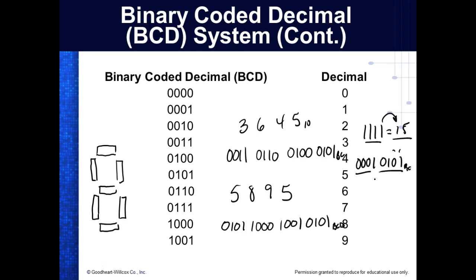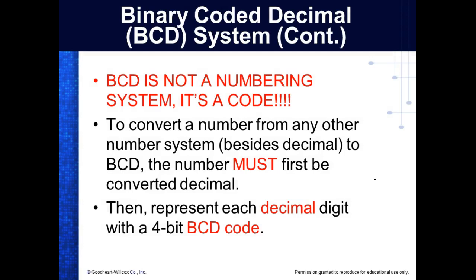Yeah, that's what you would do. If you wanted to go to binary, you'd have to go through decimal, right? You understand? You have to do the subtraction or the division thing. BCD is not a numbering system. It's a code to convert a number from any numbering system besides decimal to BCD. The number must first be converted to decimal, right? The only thing you can go to directly from BCD is decimal. You cannot go from BCD to binary just by using it. Then represent each decimal digit with a 4-bit BCD code. What's nice about these codes is they're really easy to keep up with.